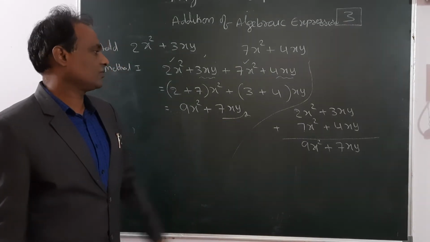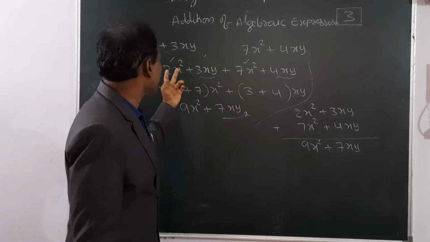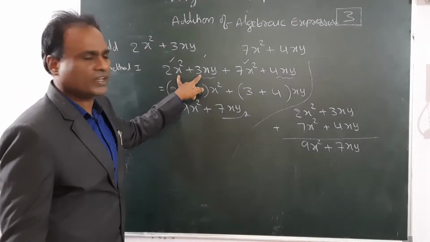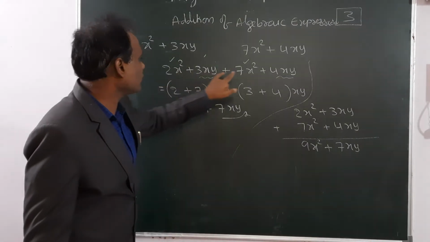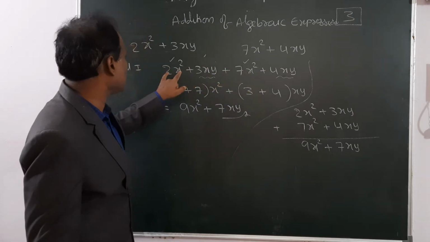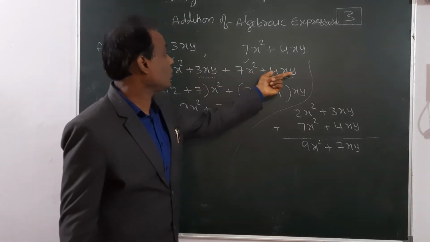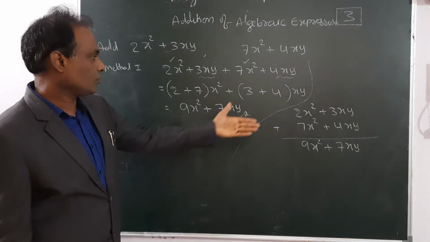So two methods. But addition is possible only with the like terms. We can add only like terms. We can't add these two. We have to write as it is. We can't write 2 plus 3, 5, something like that. Only x square is added, 2x square, 7x square is 9x square, 3xy, 4xy is 7xy. Like this. So both the methods.